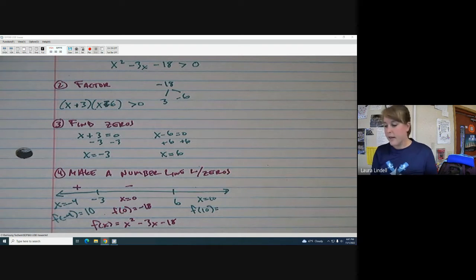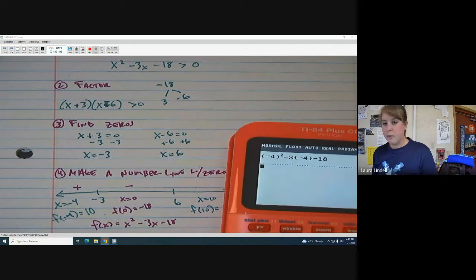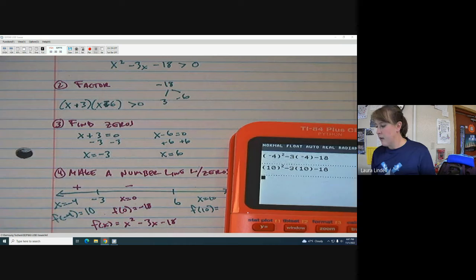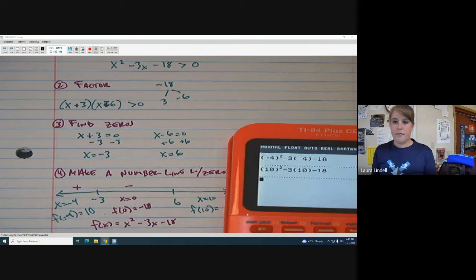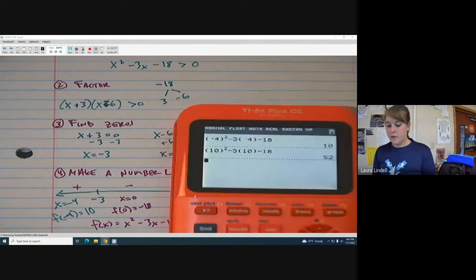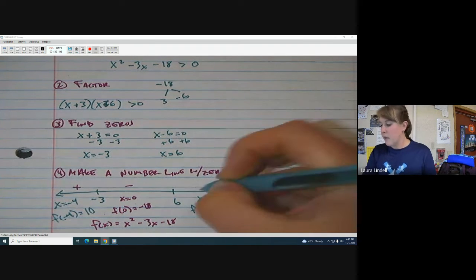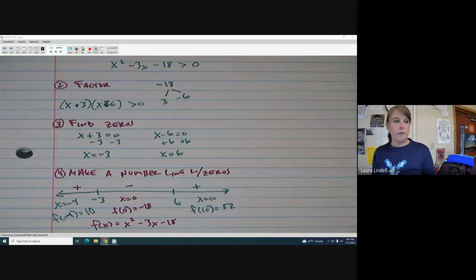So we're going to do the same thing again. Just like we did with -4, we're going to go 10 squared minus 3 times 10 minus 18. And we get 52. So f of 10 is 52, which is a positive number. So we're going to make a note of that.